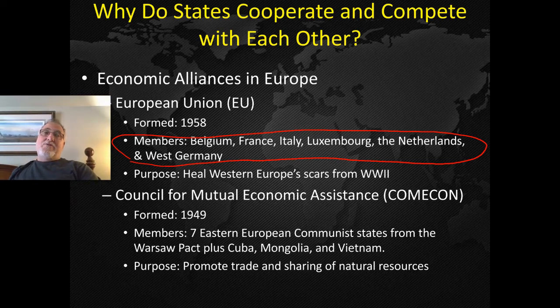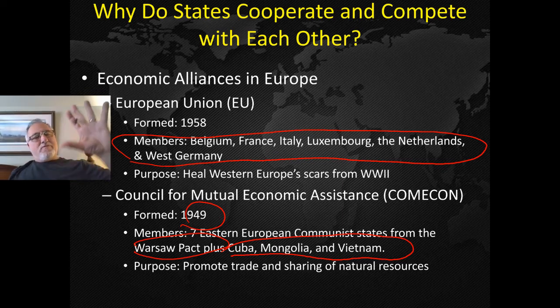Comecon, not to be confused with the EU, was formed in 1949, with the Warsaw Pact nations and other communist countries: Cuba, Mongolia, Vietnam. Vietnam's still communist, but just as there's more than one type of democracy, and that's a political thing, in the economic world there's more than one type of communism, and more than one type of socialism, and you have to be able to see that. And again, the promise of both of these was to share resources, to promote trading and share tech, and help everybody rebuild.